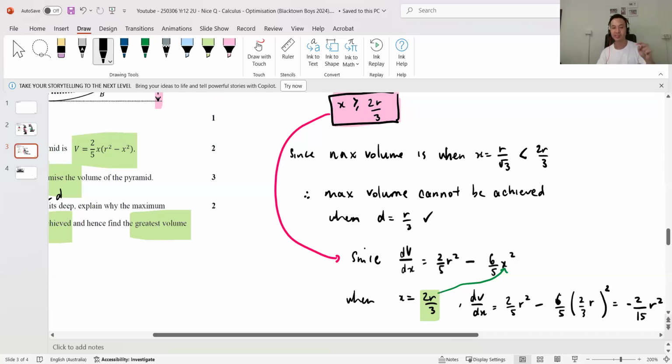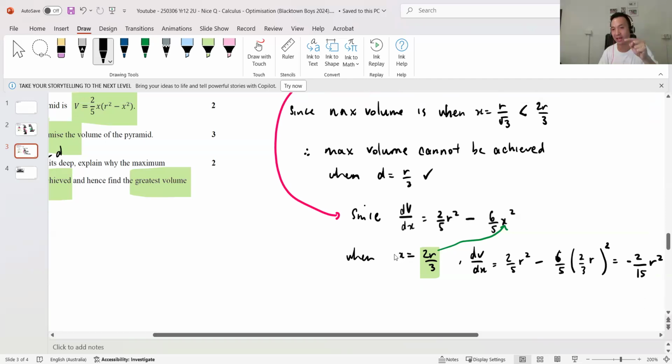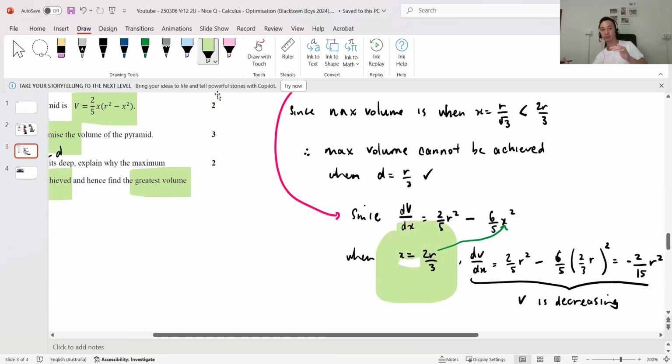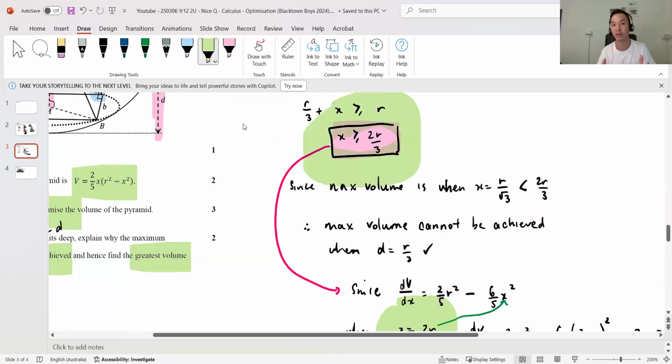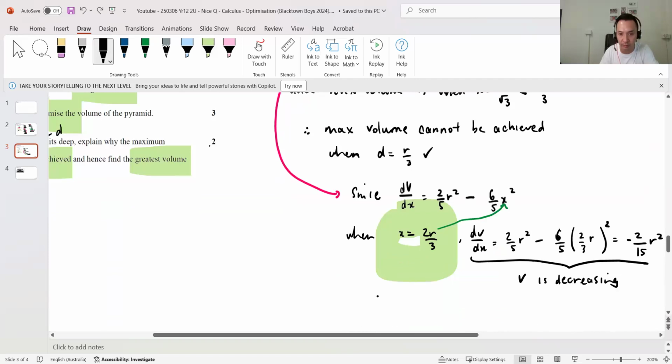Now, when I subbed in 2r on 3 and the derivative is negative, that means V is decreasing. If V is decreasing and there's no other turning points, no other stationary points, every value bigger than this value of x, if I sub in any value bigger than that, it's always going to be a smaller volume, right? So the maximum volume given this domain is at 2r on 3. So I can conclude, therefore, max volume when x equals 2r on 3.